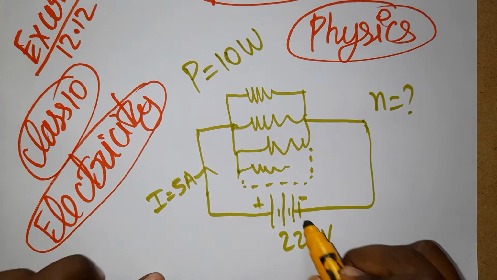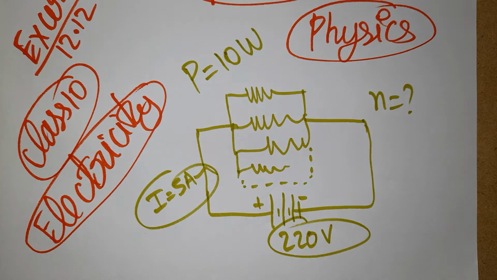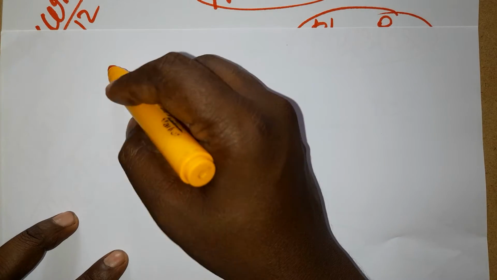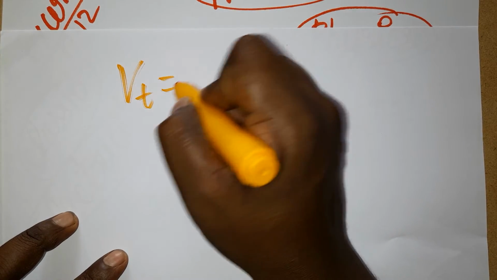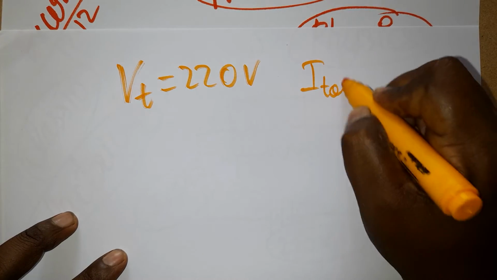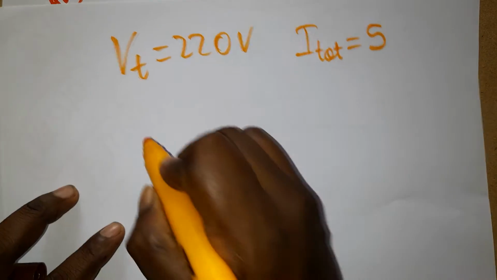Voltage is 220, current is 5 ampere. Now, in parallel the voltage is constant. It is a parallel circuit, so the voltage remains constant. Now I am going to calculate how many resistances are connected in parallel. The total voltage is 220, total current is 5 ampere. What is the total resistance?